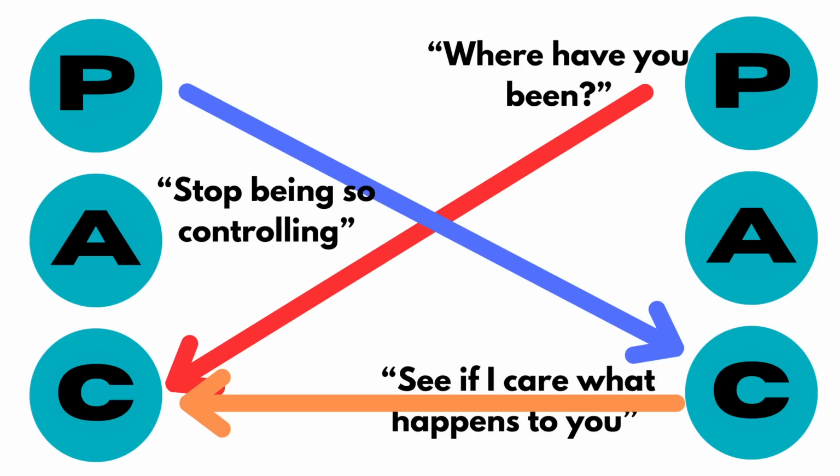When transactions get crossed like this, communication tends to break down. The original speaker, the parent in this case, will often escalate, leading to an even more intense parent-parent confrontation or shifting into a child state themselves. They might go, "Fine, see if I care what happens to you."